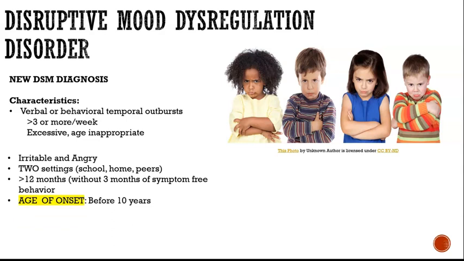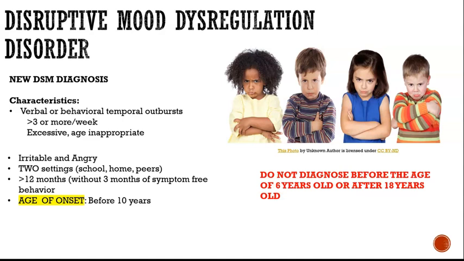That's the age of onset. But you do not diagnose a child with disruptive mood dysregulation disorder before the age of 6 years old or after the age of 18 years old. So the age of onset is usually before they're 10, but not diagnosed before they're 6. And you do not diagnose this in your 19, 20-year-olds. Disruptive mood dysregulation disorder is reserved for those that are between 6 and 18, with onset before the age of 10.